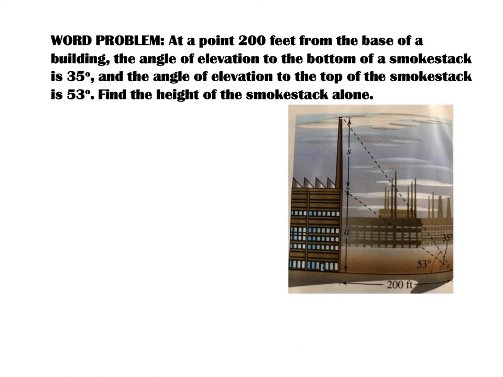Okay, interesting question here. At a point 200 feet from the base of a building, the angle of elevation to the bottom of a smokestack is 35 degrees, and the angle of elevation to the top of the smokestack is 53 degrees. So let's do a quick separation here. I'm going to separate these 2 triangles, and there are 2 overlapping triangles here, both of which I'll put in blue, where this is A and this is S.